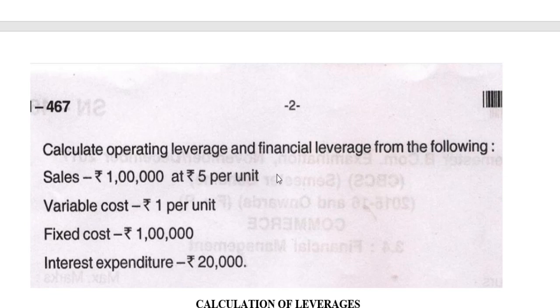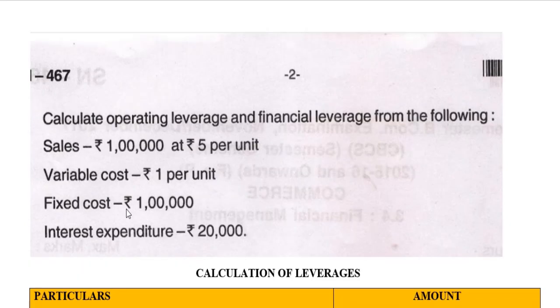We need to calculate the number of units sold, how? The sales value divided by selling price. So 1 lakh divided by 5, you will get 20,000 units. 20,000 units sold. They are giving that as a hint. Then let us prepare the income statement now.